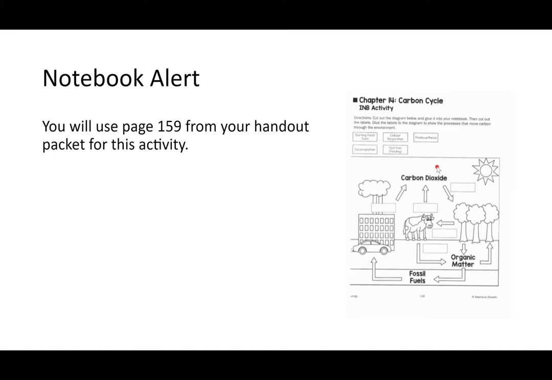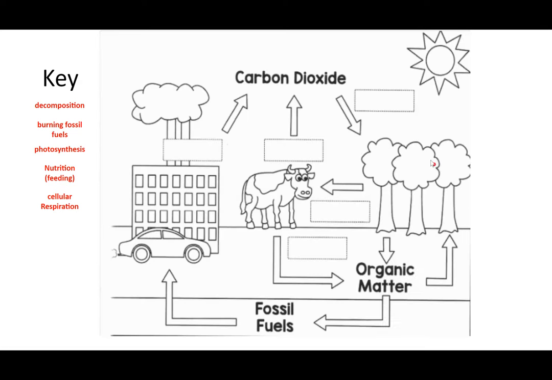Awesome. So now that we've got everything cut out, let's go ahead and get started. So we've got decomposition, burning fossil fuels, photosynthesis, nutrition or feeding, and cellular respiration. So we've got 5 empty spaces around here in our carbon cycle where we need to place each of these terms. So decomposition, right, that is when organisms die.